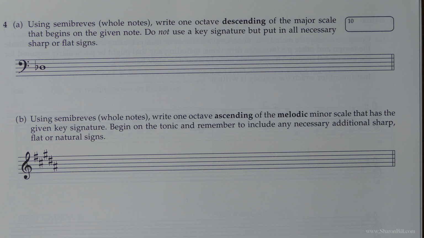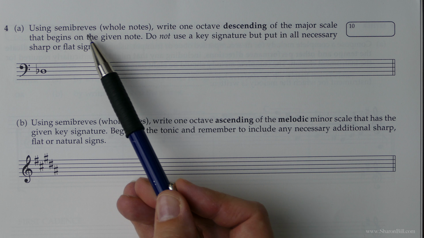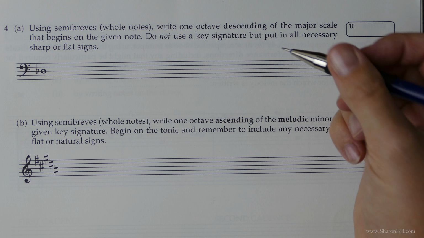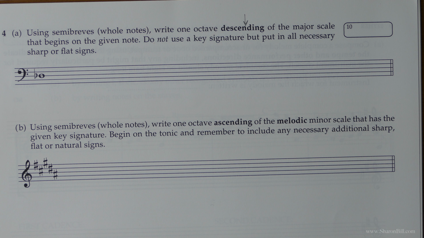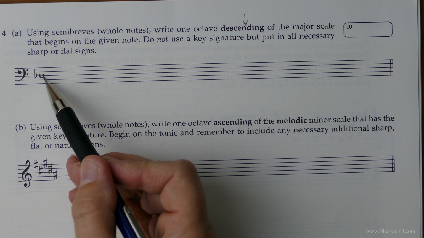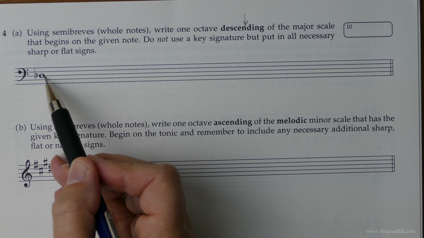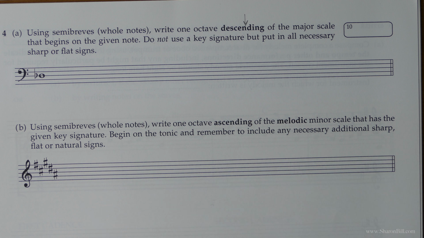Here we're asked to write, using semibreves or whole notes so that we don't have to worry about stems, one octave descending, so make sure that we're coming down, of the major scale that begins on the given note. We've got a D flat here, we're in the bass clef, good boys deserve, so we need to write D flat major descending.